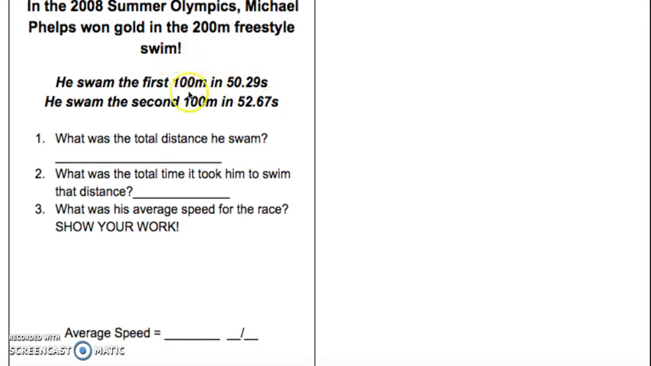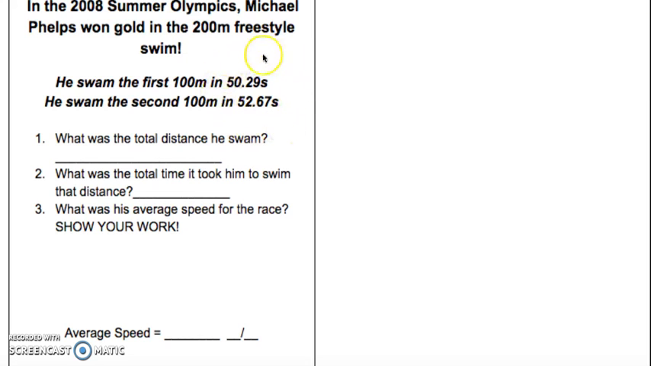So students, we have 2 numbers for distance and we have 2 numbers for time. So this is very much like your Take a Walk lab where you had many numbers for distance and many numbers for time. So we're asking you to find the average for this problem. Number 1 helps you. What was the total distance he swam? The total distance. You need to figure that out. Number 2, what was the total time it took him to swim that distance?